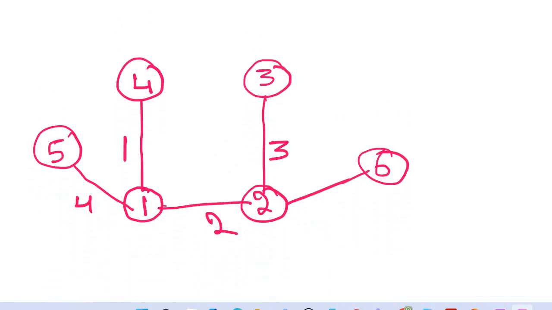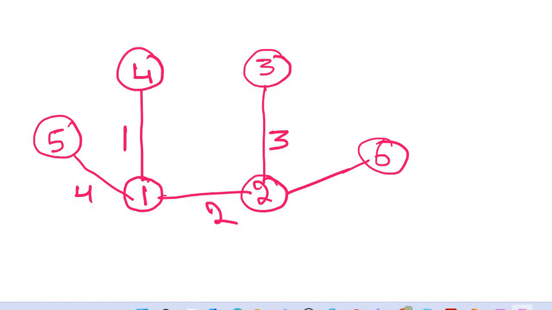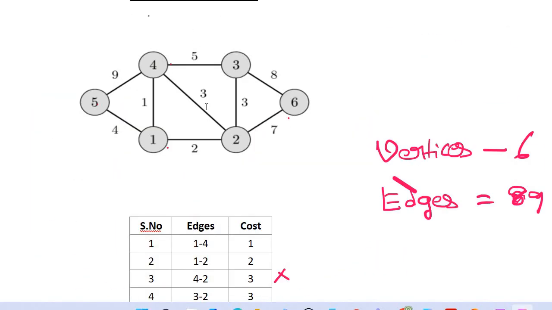Let us see whether it has satisfied the criteria, the properties of minimum spanning tree or not. What is the first criteria of minimum spanning tree? It should not form a cycle. So, there is no cycle. No cycle. So, first criteria satisfied. And what is the second criteria? It should have all the vertices.